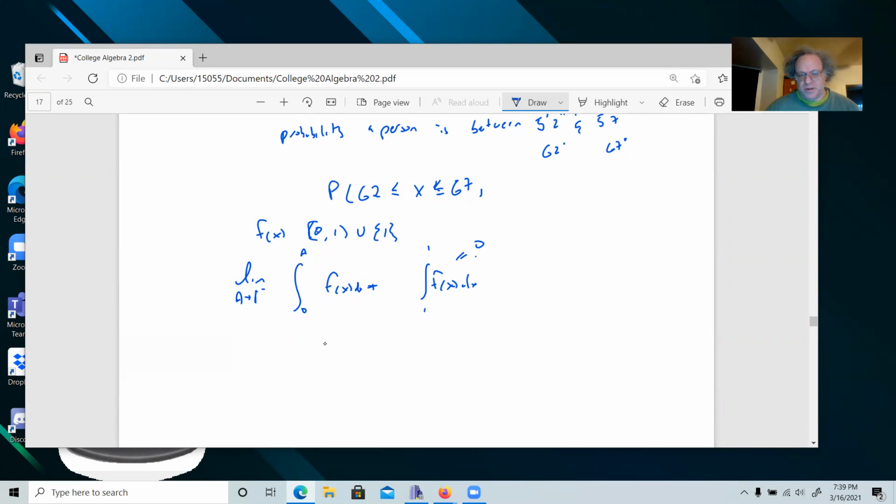That's how we write the probability that x is between 62 and 67 inches. Okay, that's what we want the probability for. All right, let's see here.